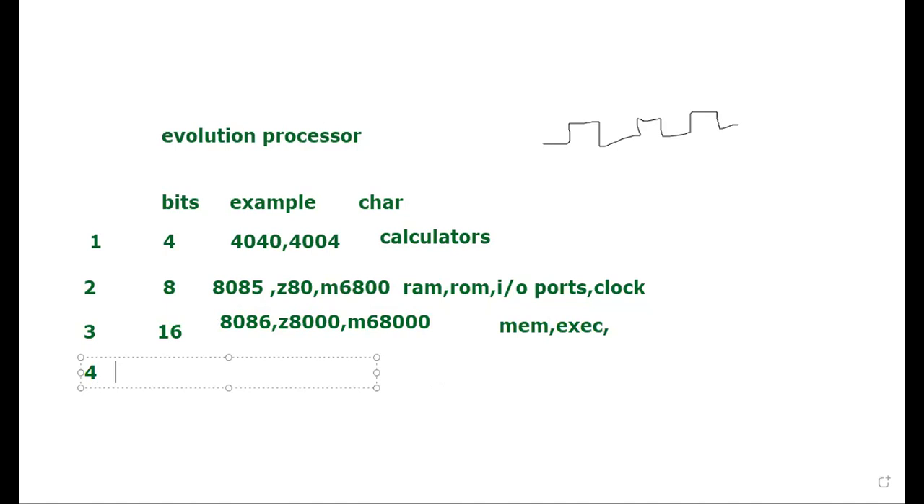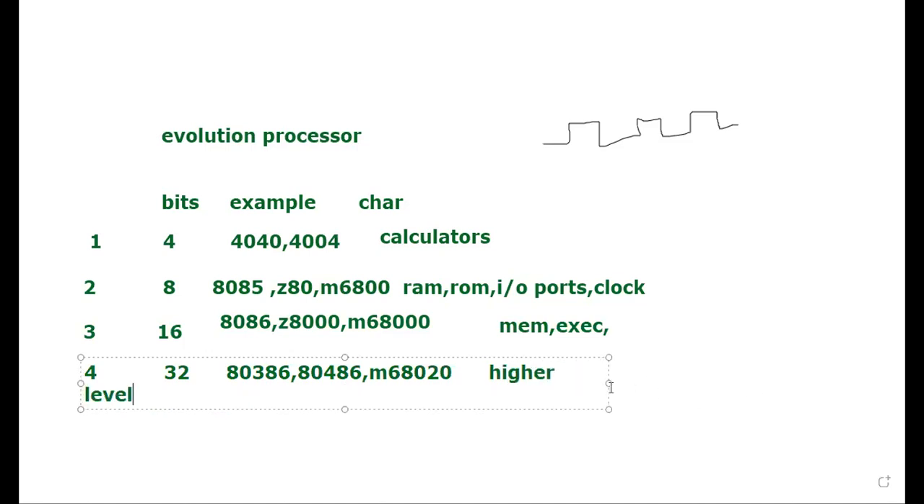Then there are 32-bit microprocessors: 80386, 80486, then you have Motorola's M68020. All these are 32-bit microprocessors. The moment you say it is 32-bit, that means it is the number of data bits, not address. Basically higher level languages were introduced, so you can write programs in higher level languages because of these microprocessors.